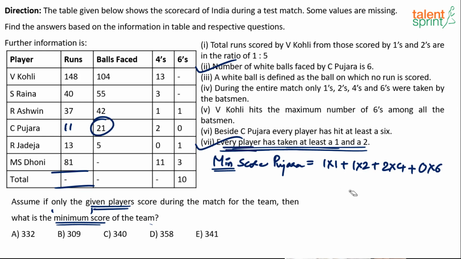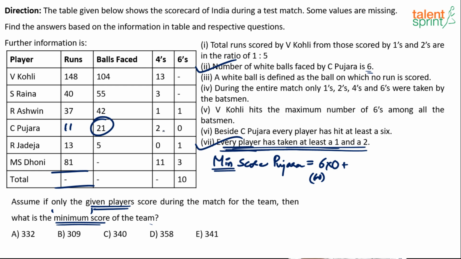Minimum score of Pujara, I'll tell you what, how do you do it? I'll remove the number of balls there. Let's do it again. Sorry. Number of white balls faced by Pujara is 6. So 6 white balls meaning 6 into 0. These are all white balls. 6 white balls.